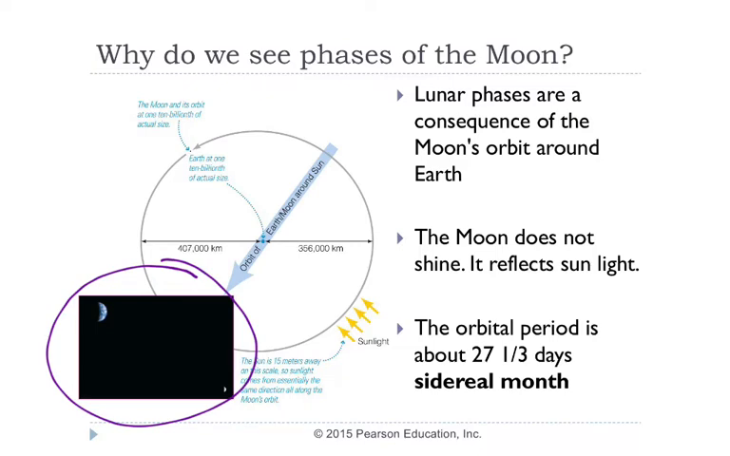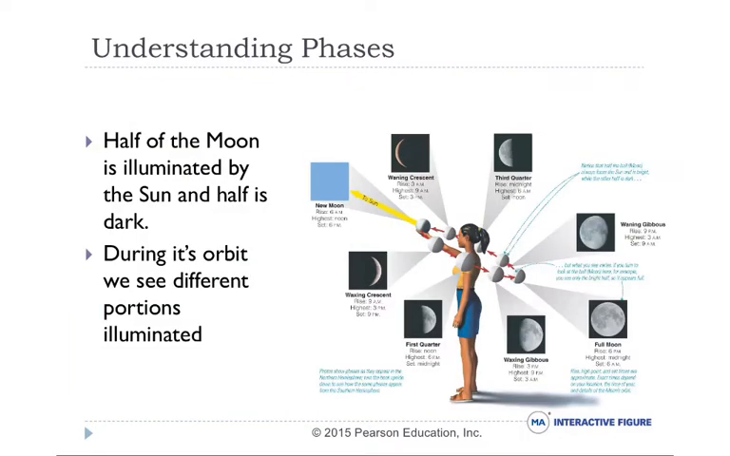Now from Earth, the vantage point, if we're on this end and looking at the moon, we're going to see some darkness there, right? We're not going to get all of that light, so we'll just be able to see a portion of it. Depending on where we are, we're going to start seeing those different phases, so different parts being illuminated. Half of the moon is illuminated by the sun, and half is dark. And during our orbit, we're going to see those different portions.